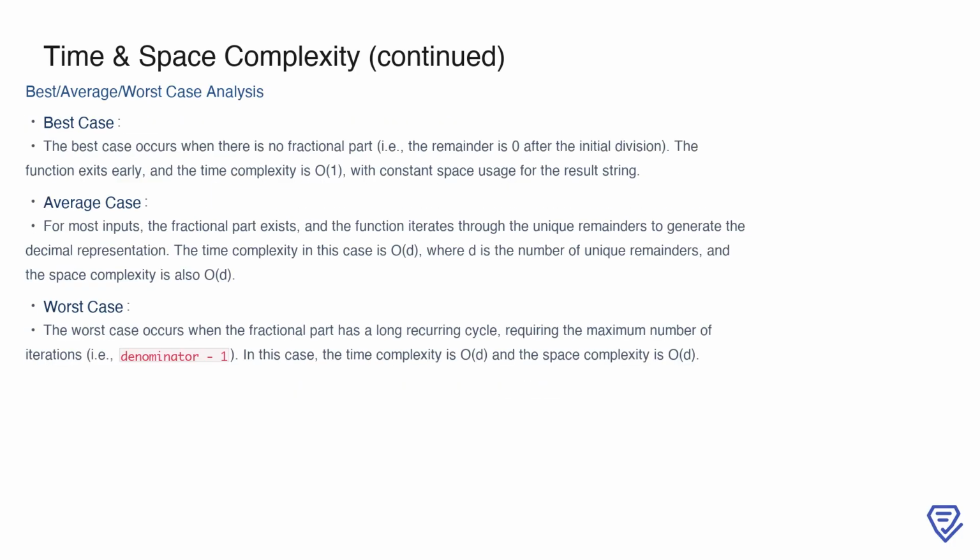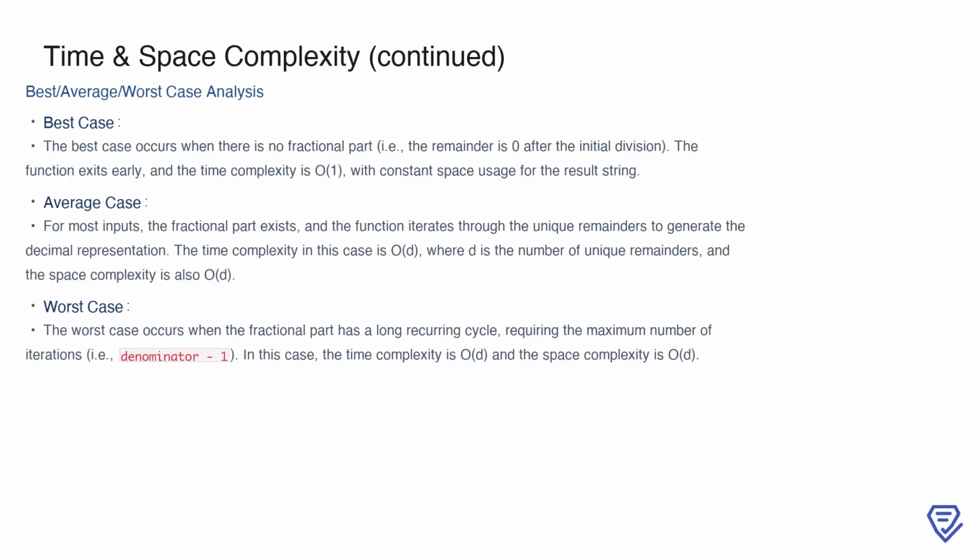Let's break down the best, average, and worst cases for this function. The best case occurs when there is no fractional part, meaning the remainder is 0 after the initial division. In such cases, the function exits early, resulting in a time complexity of O(1) and constant space usage. In the average case, a fractional part exists, and the function processes the unique remainders to build the decimal representation. Here, the time complexity is O(d), where d is the number of unique remainders, and the space complexity is also O(d).